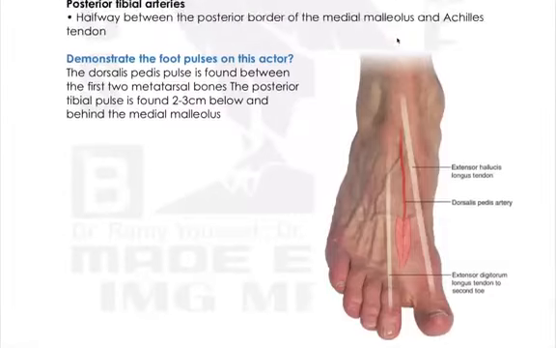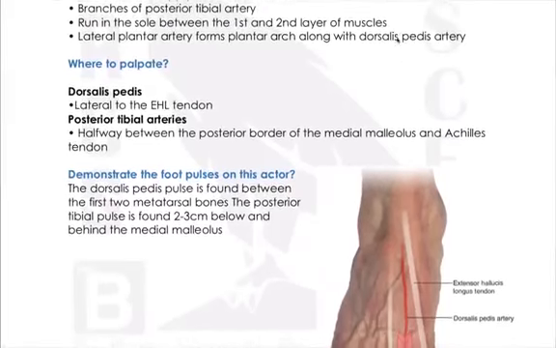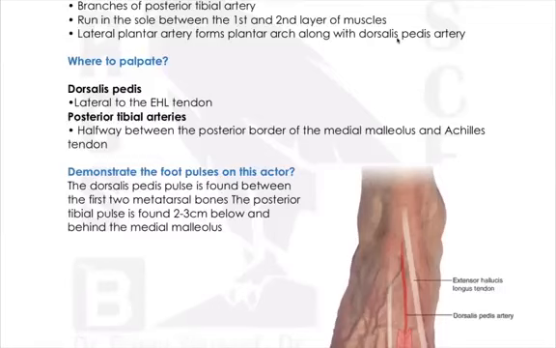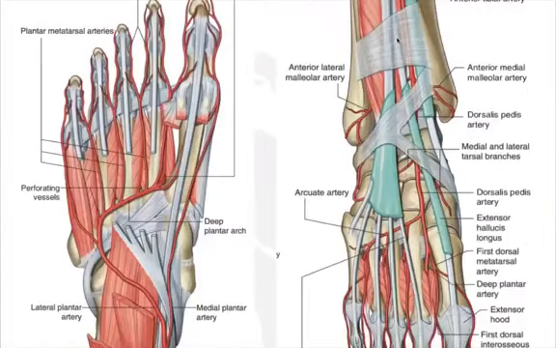About the other one, which is the posterior tibial artery. You can feel the posterior tibial artery between the medial malleolus and the Achilles tendon. Simply, you can say I can feel it halfway between the medial malleolus and the tendo Achilles. That's one way to say it, and this is the easier way to say. Is it clear? Yes, sir.